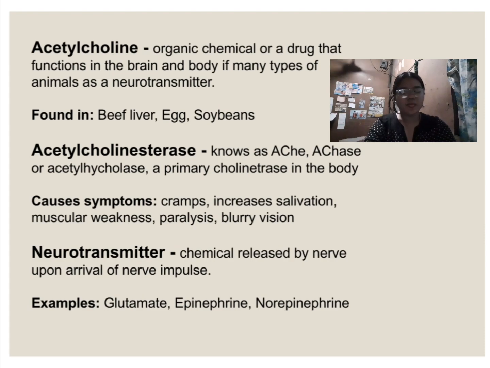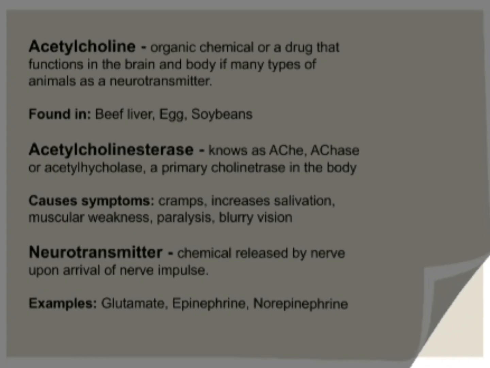acetylcholinesterase. It is secreted by the muscle and remains attached to it by collagen. It is also used to terminate neuronal transmission. Its inhibition causes cramps, muscular weakness, paralysis, and blurry vision. Next is the neurotransmitter, which is an endogenous chemical that allows neurons to communicate with each other throughout the body. It is important in boosting and balancing signals in the brain and for keeping the brain functioning.